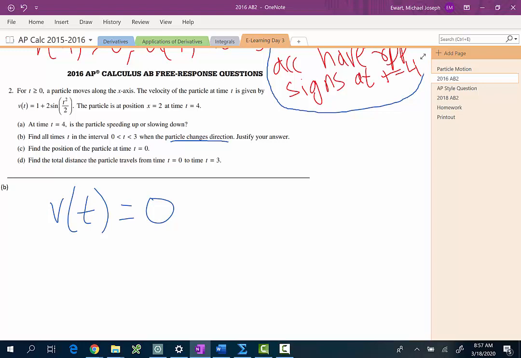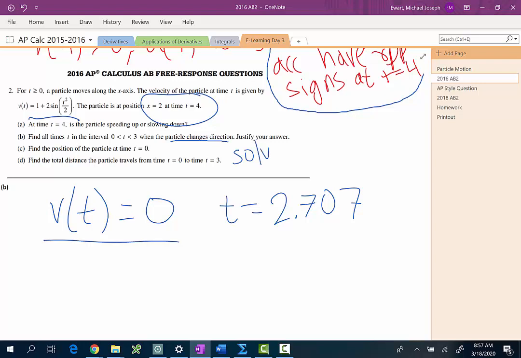So when we do that, we get t equals 2.707. And again, in your calculator, because we have this 1 plus 2 sine of t squared over 2, and it has a sine especially, we really need to make sure we're looking at that interval. Because in your calculator, you don't have to write this by hand, you just write v of t equals 0. Monse asked yesterday, do I have to write v of t, or could I write 1 plus 2 sine of t squared over 2 equal to 0? That would have been okay also. You can write either one.